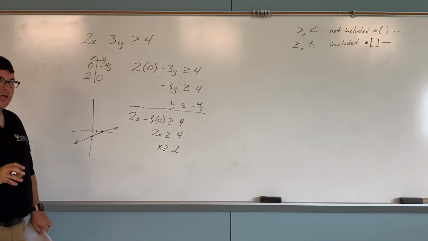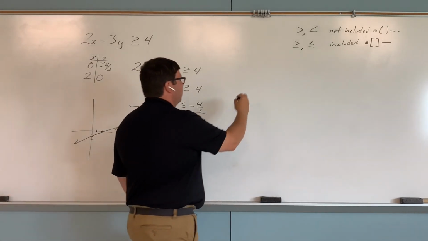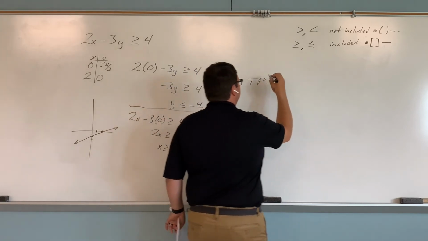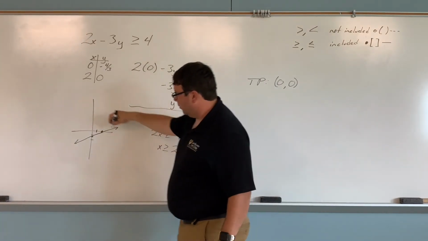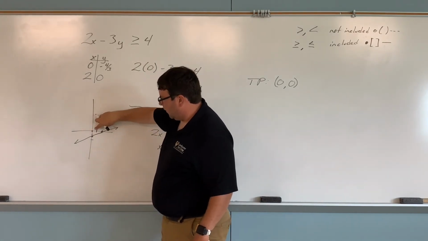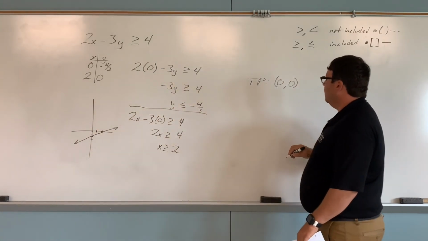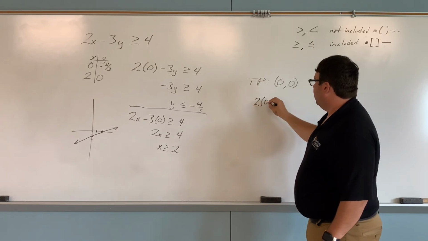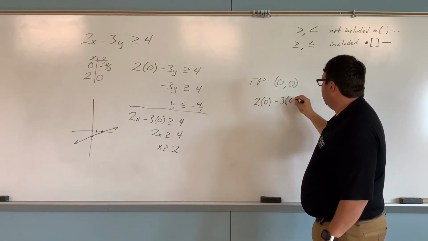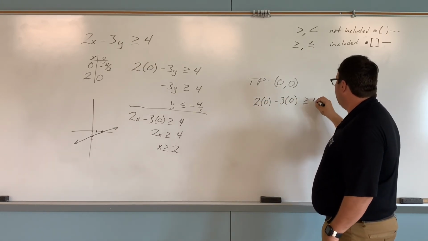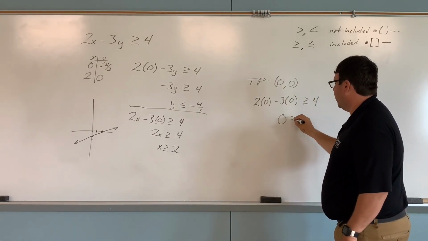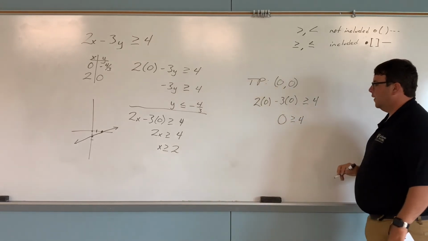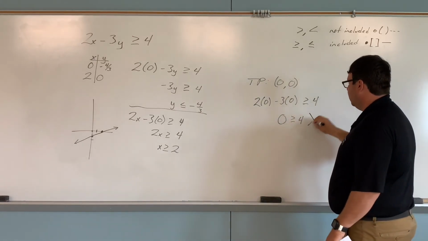And you're not done yet. You still have to have a test point. So a test point that is not on the line is 0, 0. I'm going to use it again. So that means I have 2 times 0 minus 3 times 0 is greater than or equal to 4. This side works out to 0, greater than or equal to 4. That is a false statement.